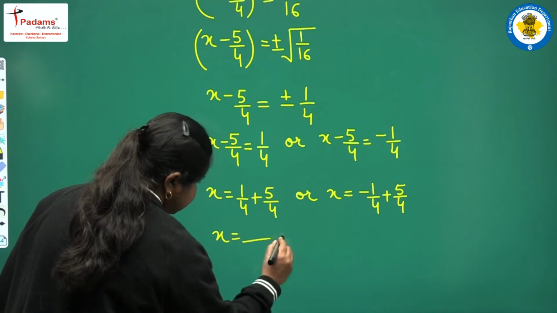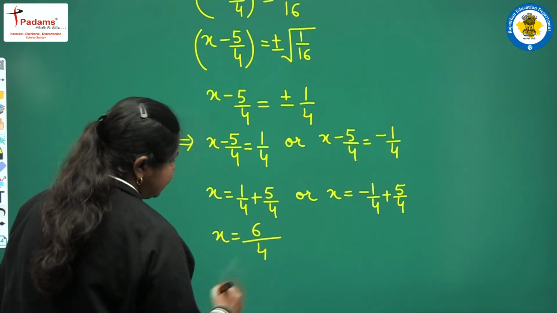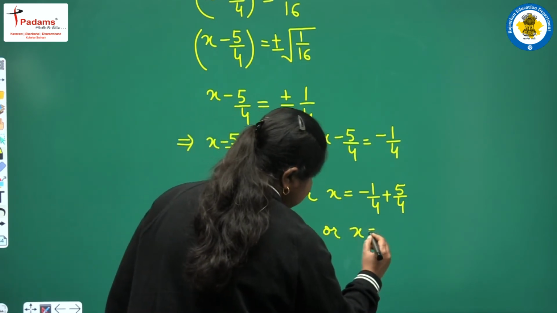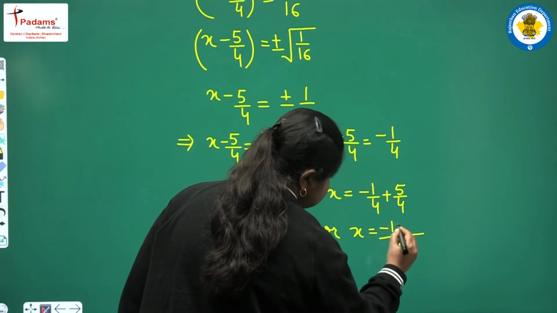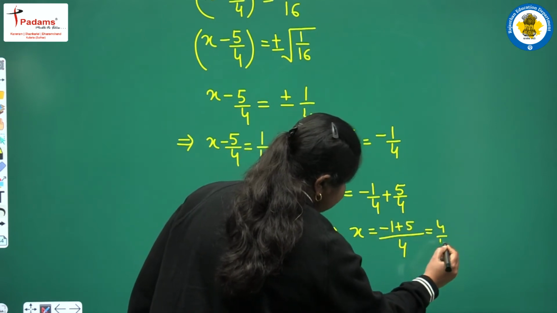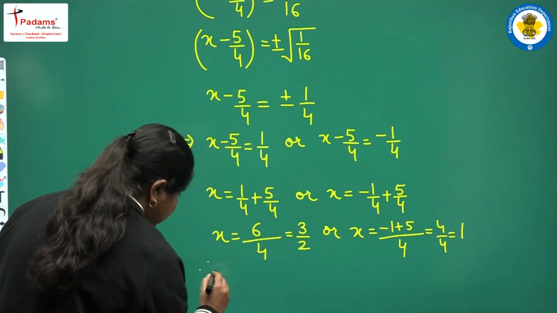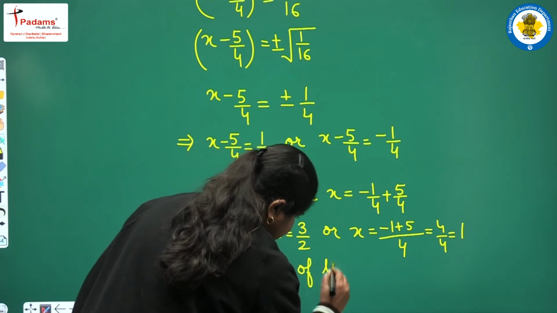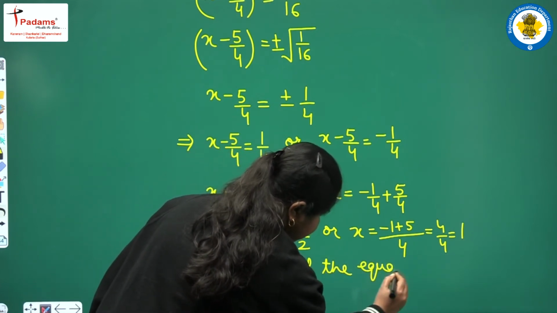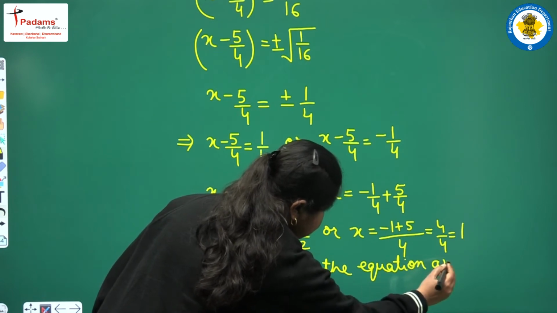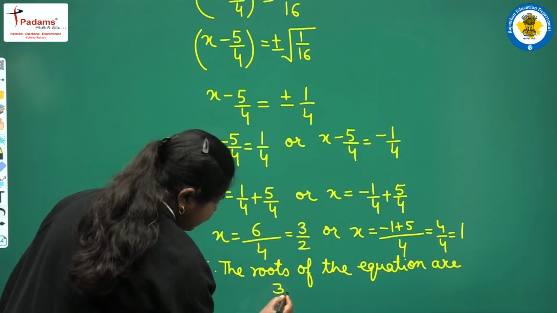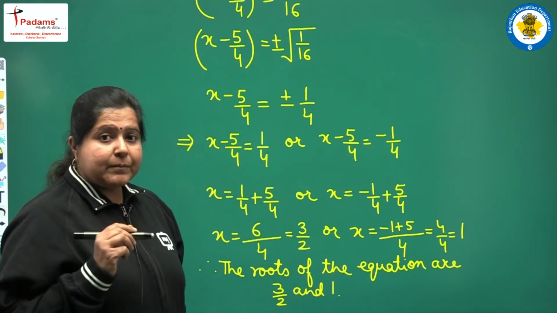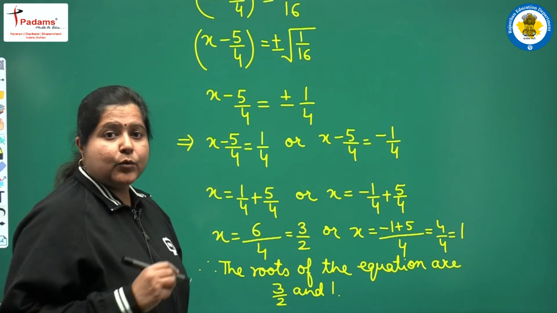Simplify, you will get LCM as 4 and in the numerator we will get 6. This will be equal to 3/2. Or x is equal to, again the LCM is 4, minus 1 plus 5. This is 4/4 equal to 1. Therefore, the roots of the equation are 3/2 and 1.